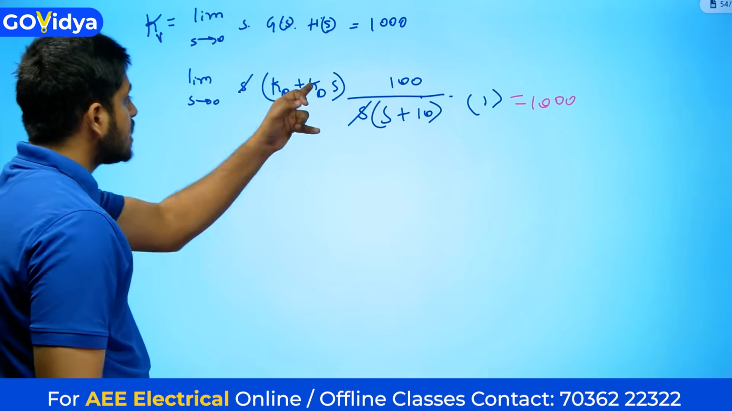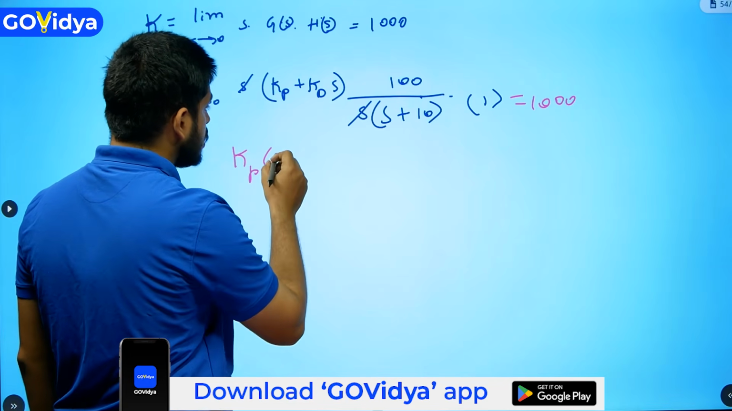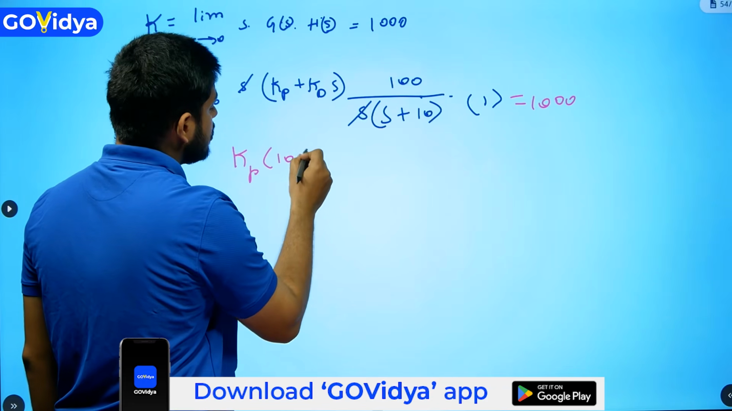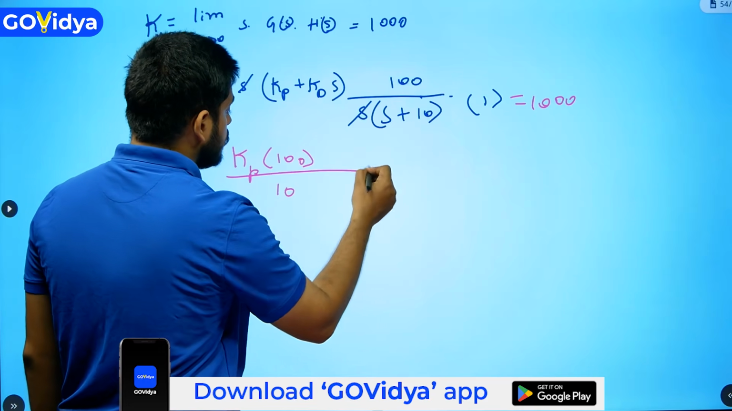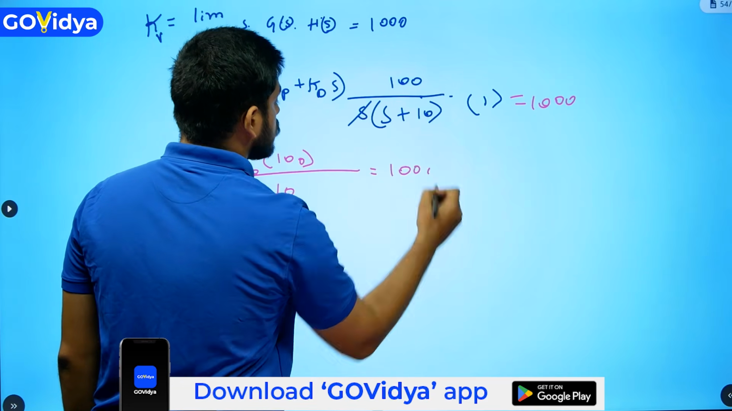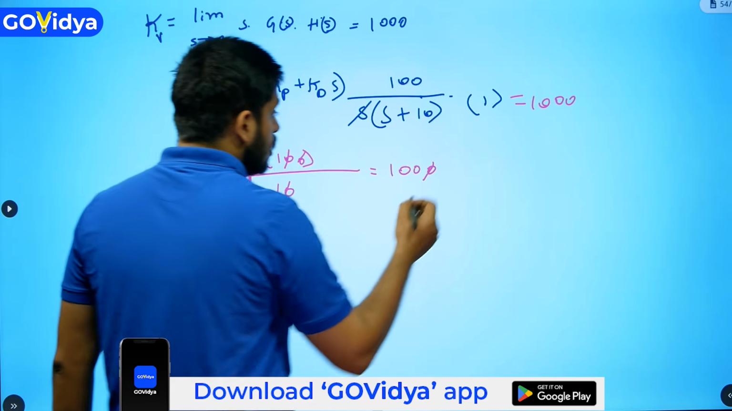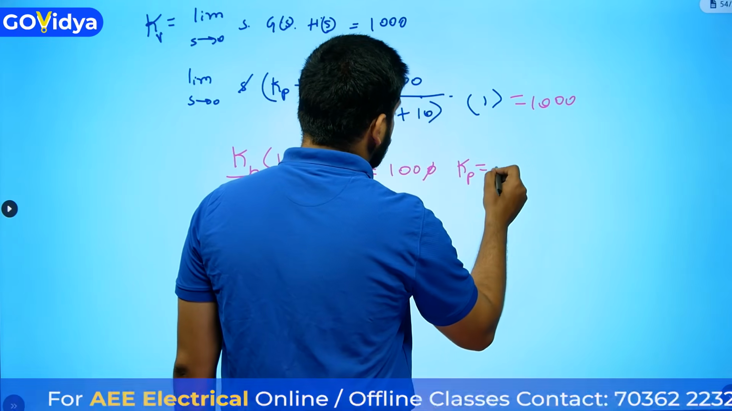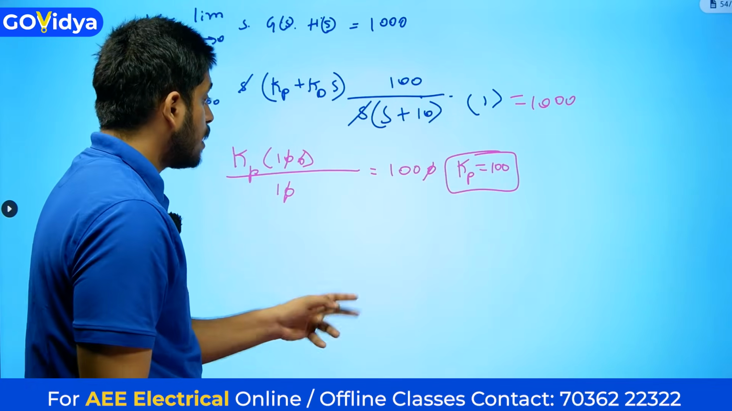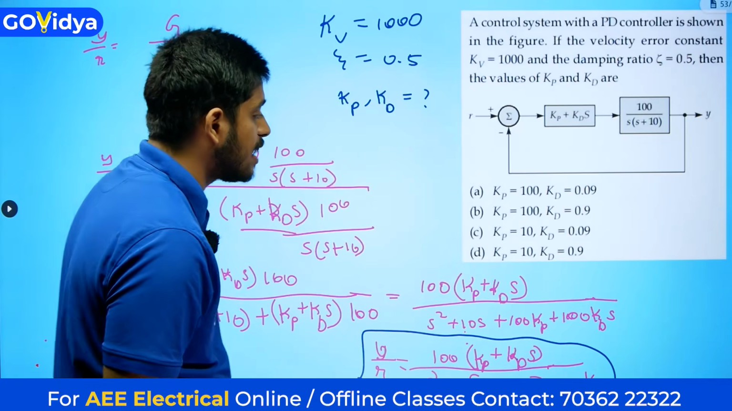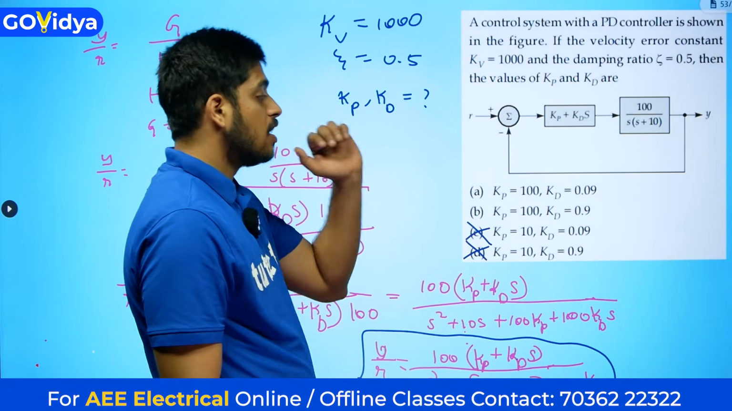So putting s equal to 0, Kp into this becomes 0, Kd into s becomes 0, and Kd into 100 whole divided by s plus 10 is 0 plus 10, which is 10. This is equal to 1000. The 0s get cancelled. The value of Kp is equal to 100. So we found the value of Kp. From the options, let us first eliminate the unnecessary ones. These both are unnecessary. Kp is only 100. Now we will find Kd.